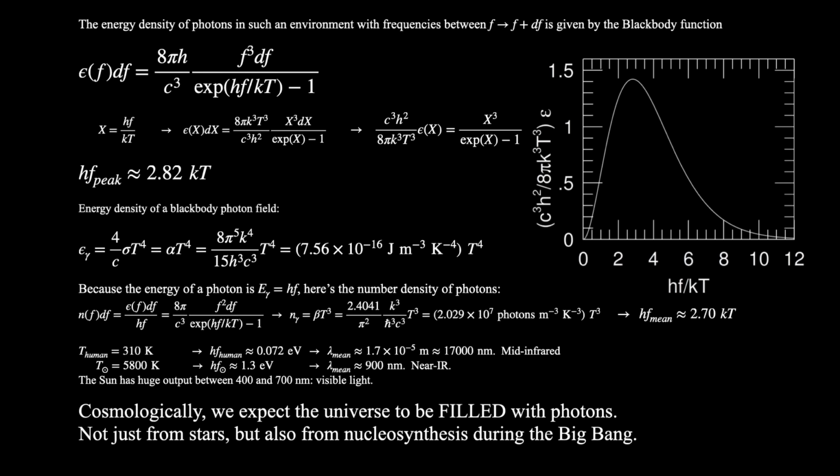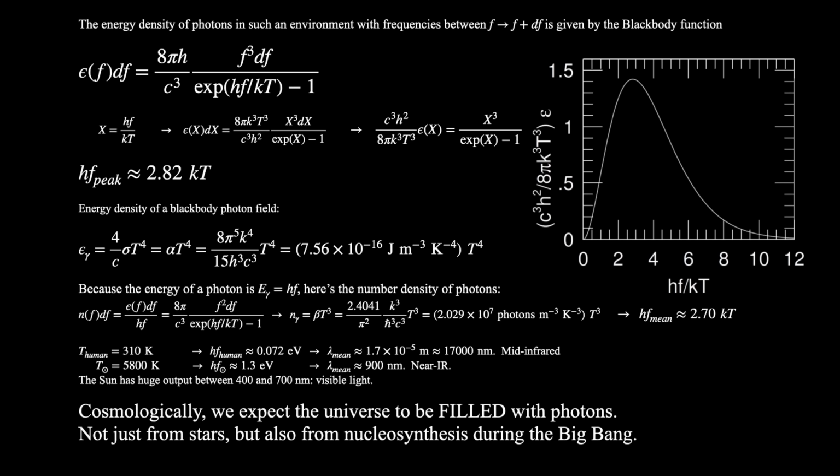Now, the peak of the spectrum is approximately at an energy of h f peak, which is approximately 2.82 times kT, where kT is the characteristic thermal energy content of a particle in the gas. k is, of course, the Boltzmann constant, and T is the temperature. That's the energy of the peak of the blackbody curve, and you can see that the hotter it is, the higher the energy. So first we have the energy density inside of a range.